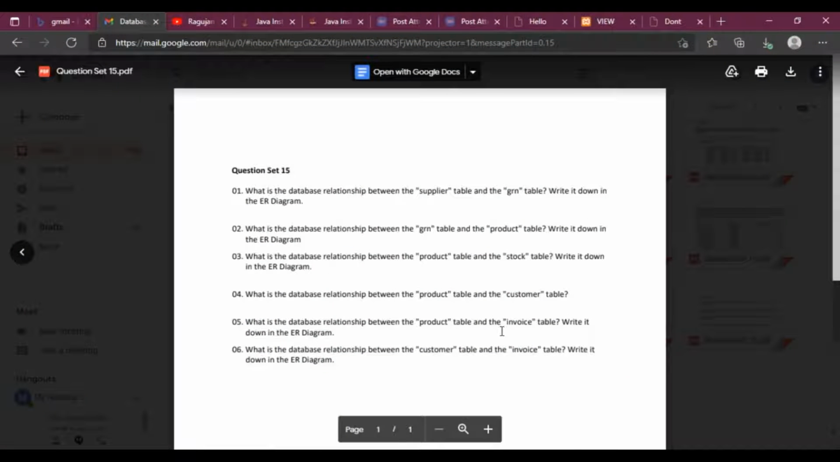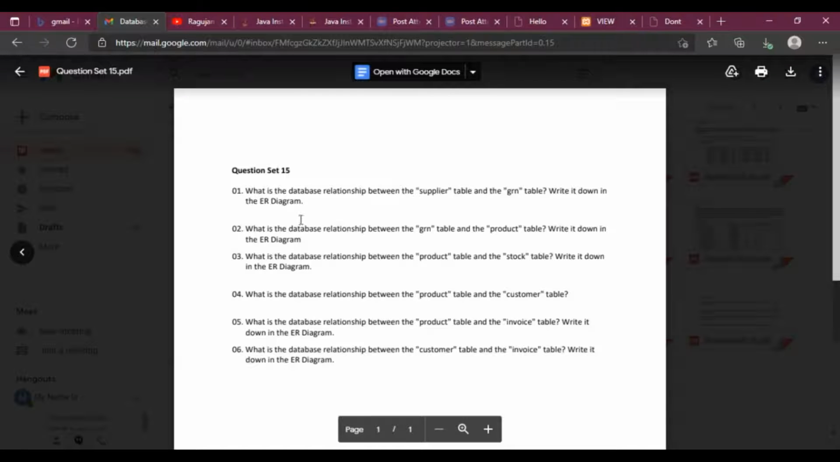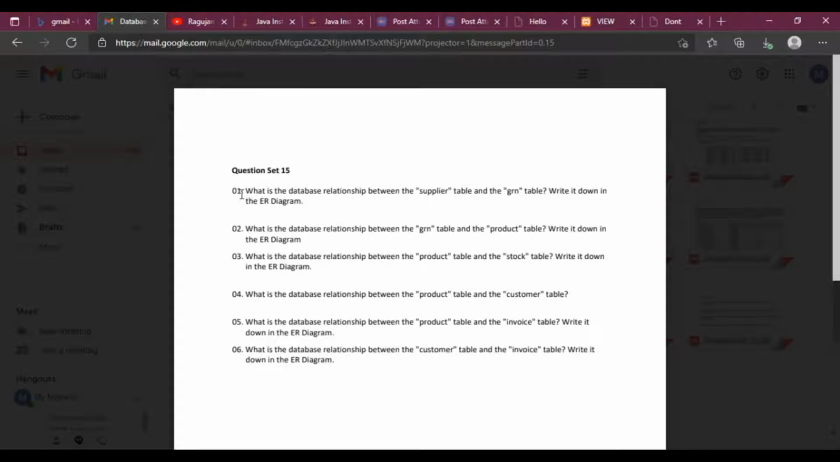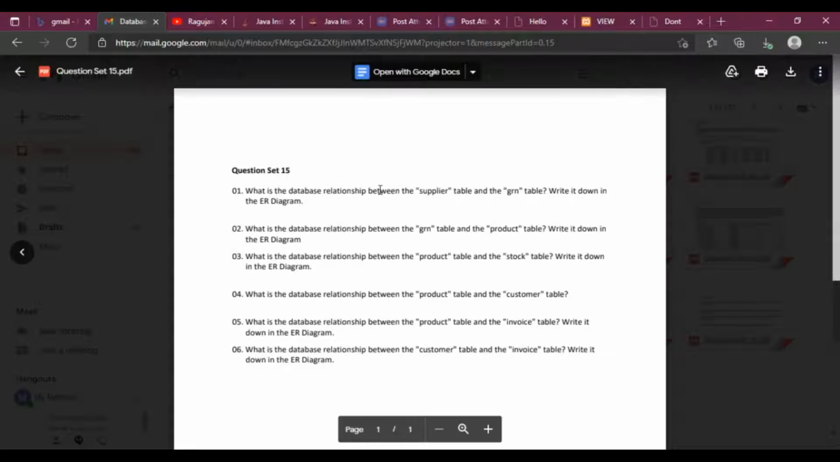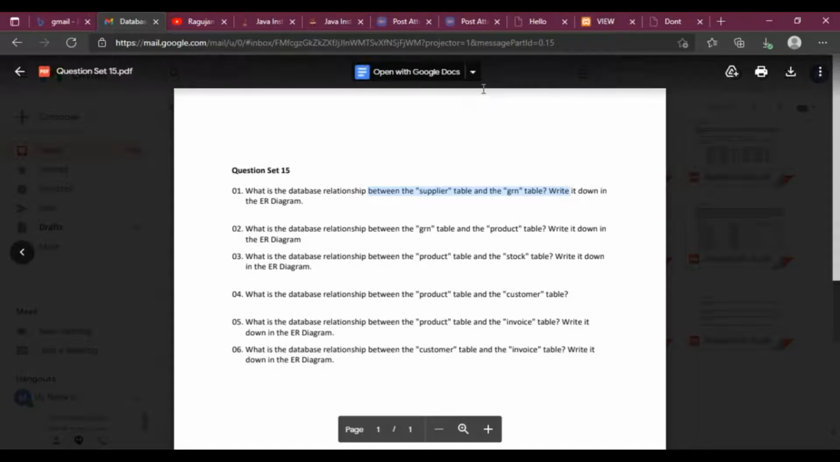Hey, hi. Let's move on to question 15 of day DBMS. There are six requirements here. Let's read the first one and do them one by one. What is the database relationship between the supplier table and the GRN table? Write it down in the ER diagram.